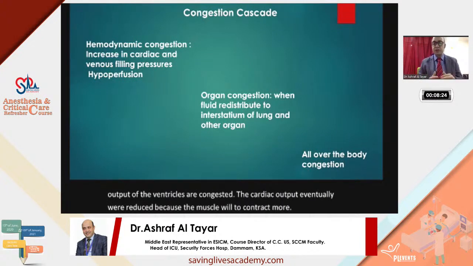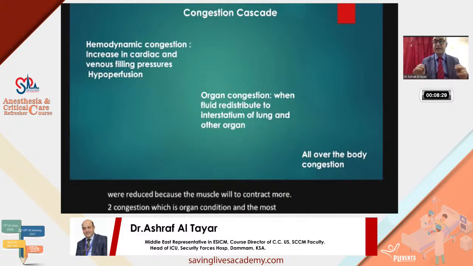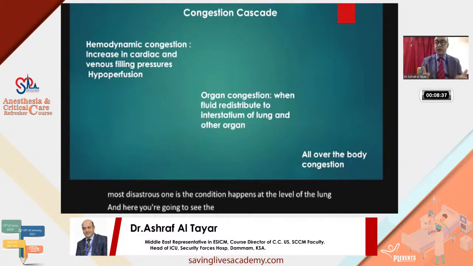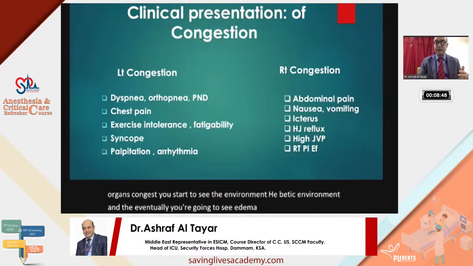Number two, organ congestion, and the most common and most disastrous one is the congestion that happens at the level of the lung. And here you're going to see pulmonary edema. But when the other organs congest, you start to see renal impairment, hepatic impairment, and eventually you're going to see edema everywhere, peripherally, neck veins, and many others.